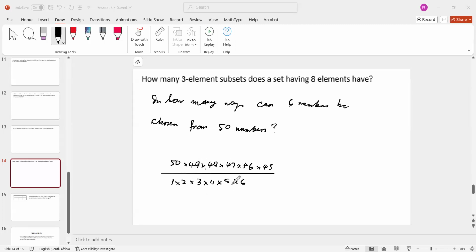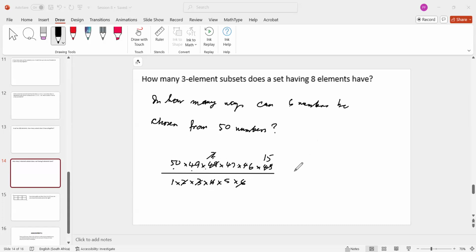And if you cancel it, say you got 6. 6 goes into this 8 times. 4 goes into 8 2 times. This 2 is cancelled off here. And you have 3 goes into 15. So it's a product of all these: 50 times 49 times 47 times 46 times 15.